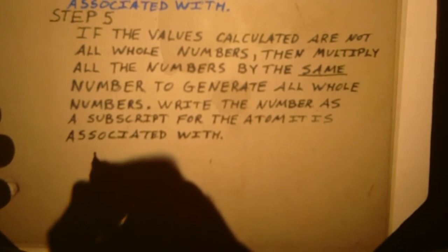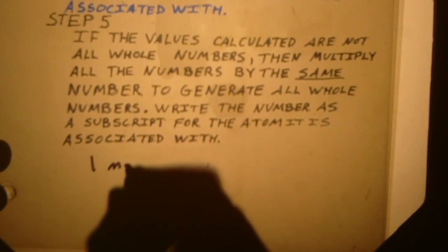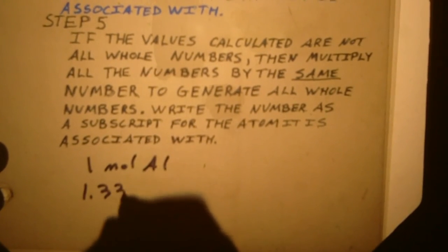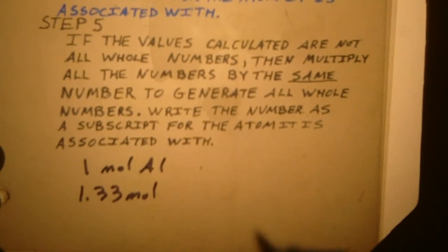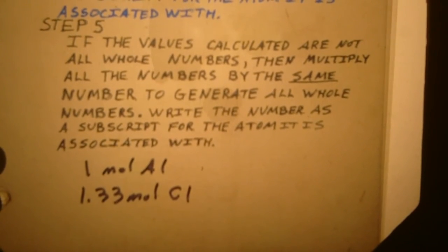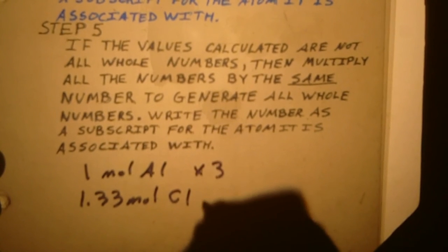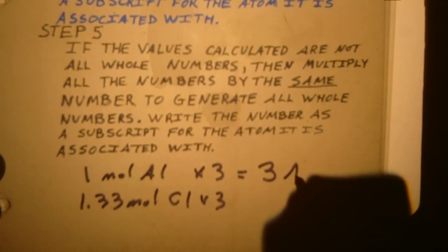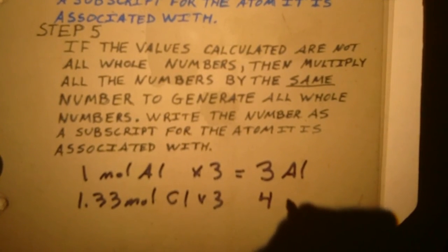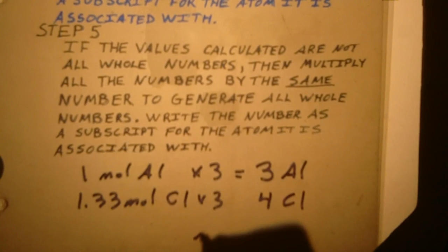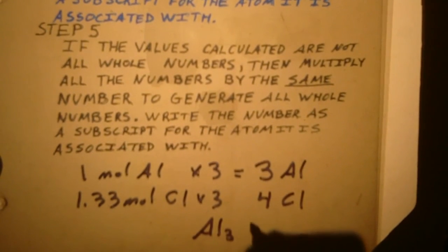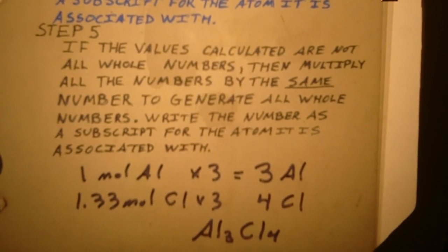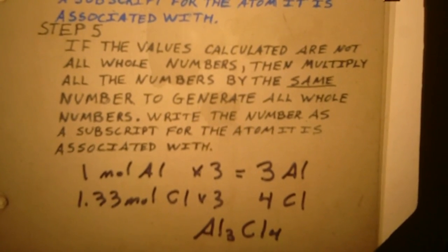Think about this: if I had 1 mole of aluminum, and let's just say 1.33 mole of chlorine, I would multiply each by the number 3. That way I have 3 aluminum, and I would have 4 chlorine. Al3Cl4. That's my empirical formula. It's not a real molecule, it's just a ratio. You're done. That's it.